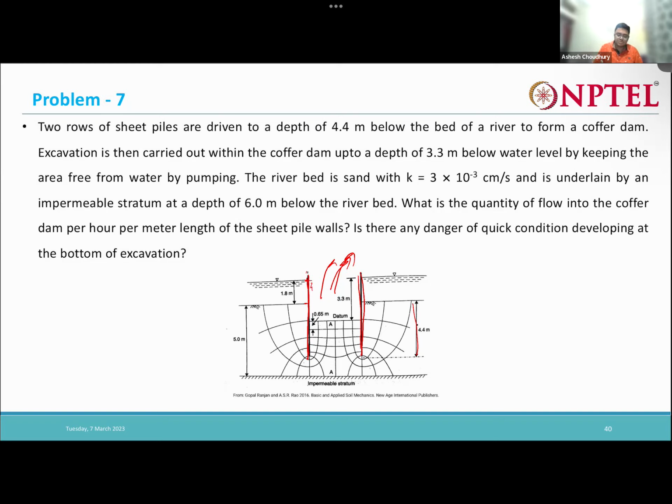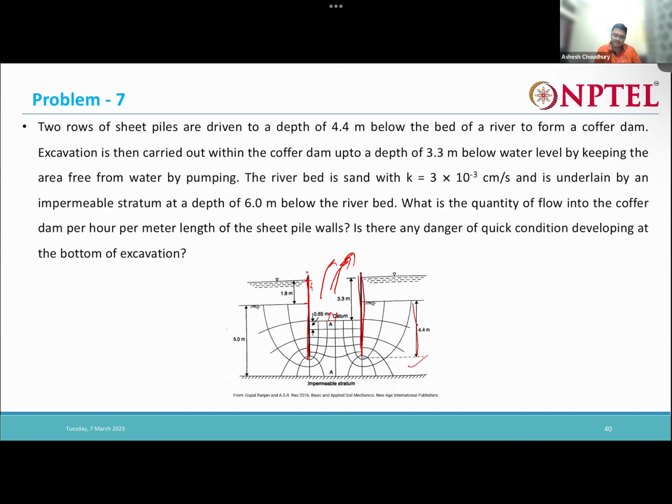What happens is that we need to artificially pump this water out. Water always has the tendency to flow, right? So what we need to do is calculate how much water is actually seeping into the dry coffer dam portion. We actually need to calculate this manually. It is given that excavation is carried out up to 3.5 meter by keeping the area free from water by pumping. The river bed is sand.